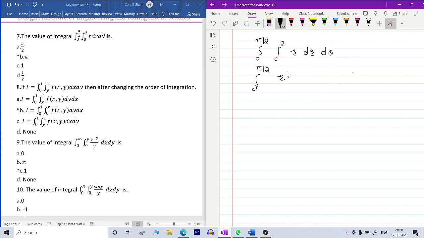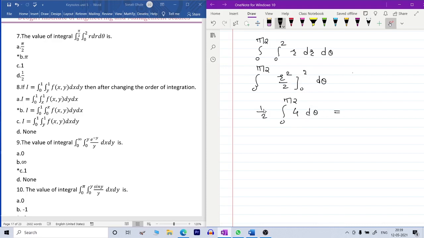So integration of r is r square upon 2, limit from 0 to 2, d theta. 1 by 2 is constant. Integration 0 to pi by 2. Applying here limit. Lower limit is 0, use here upper limit only. So 2 square, that is 4 d theta.